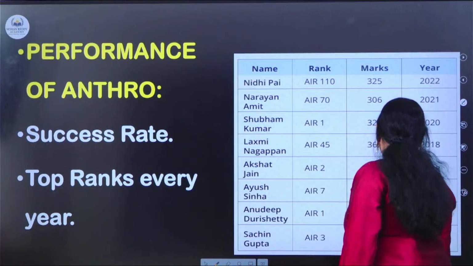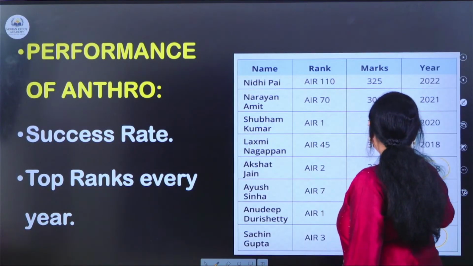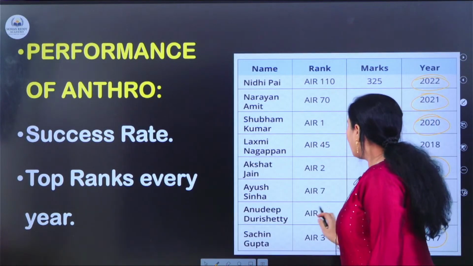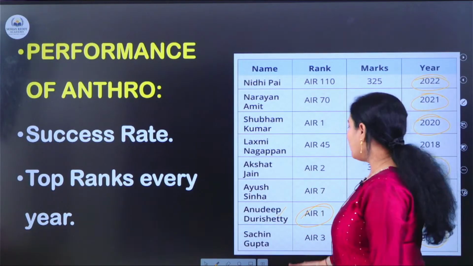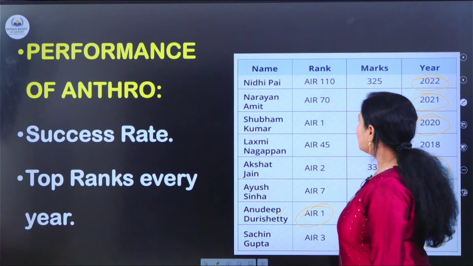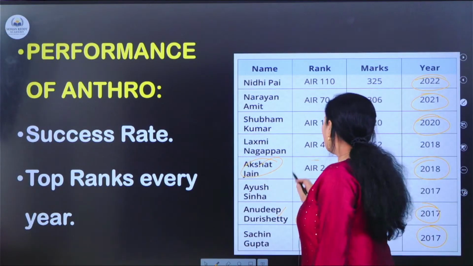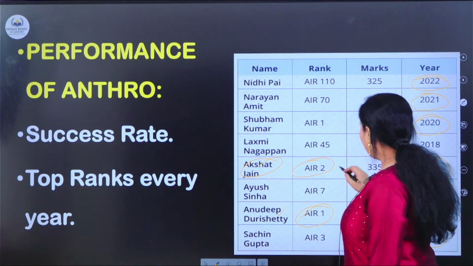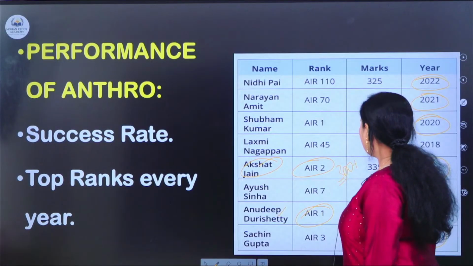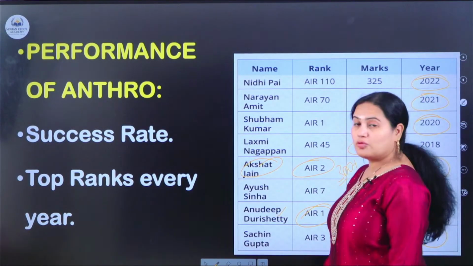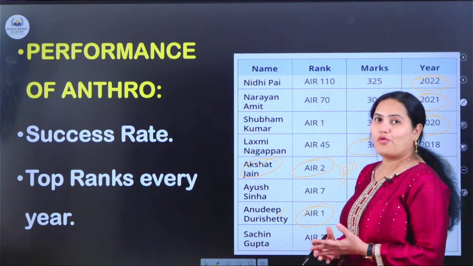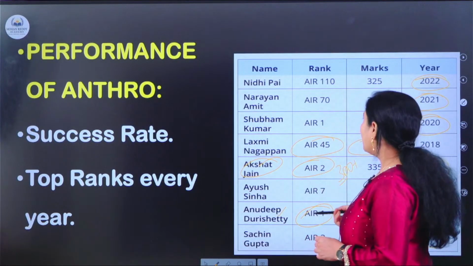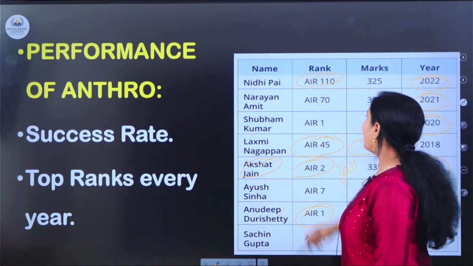Marking from 2017, then 2018, 2020, 2021, 2022 also. Directly, All India Rank 1, Andip Durshetty achieved All India Rank 1 in 2017, and then we see Akshat Jain, who scored All India Rank 2 in 2018. If you carefully observe these marks, every mark is about 300 plus only. Just look at these marks, 362, which is an all-time highest score, achieved by Lakshmi Nagappan, whose All India rank is 45. We see Nidhi Pai, her rank is 110.